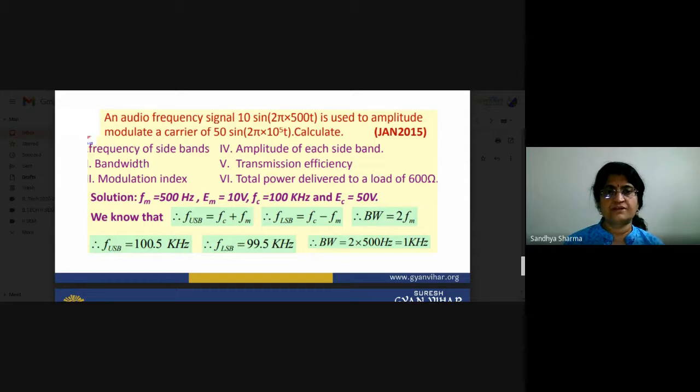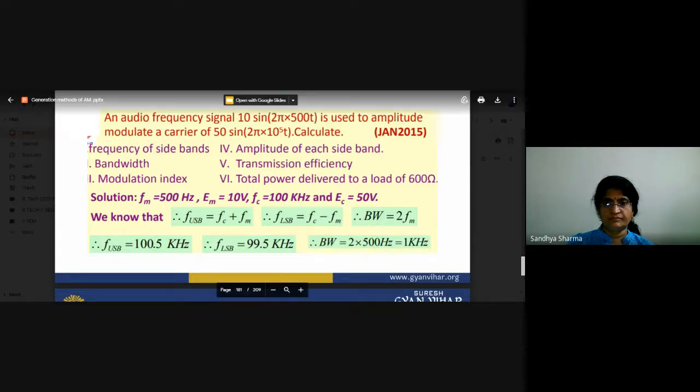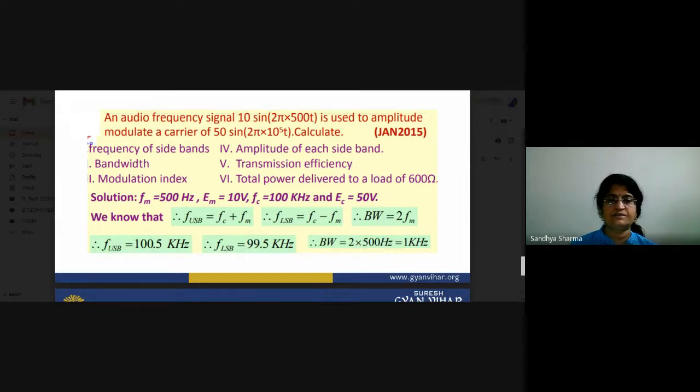We can also use the audio frequency signal to amplitude modulate the carrier signal. The modulating signal is given, and then the carrier signal is given, and then we have to work out the modulation. For the modulation, there is a frequency spectrum with separate USB and LSB. By using the formula bandwidth equal to 2 FM, we can also calculate both the USB and LSB values.